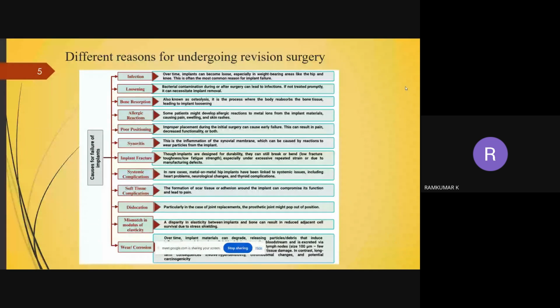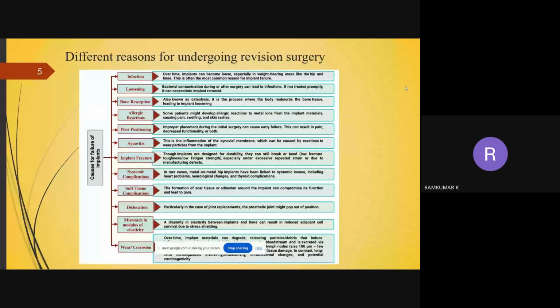And the next one is about systemic complications. Suppose, as said before, if it is releasing any metal ions, then it will affect the body. It may affect the heart, or neurological changes or thyroid complications may occur. The next one is about soft tissue complication. The tissue which is connected with the implant may tear when the implant is harder.